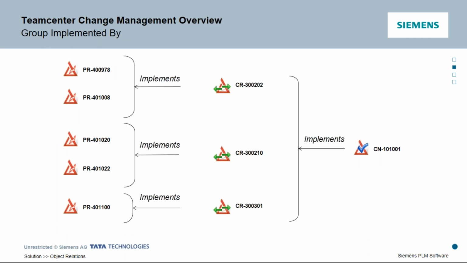Now, the relation between these objects need not be one-to-one, right? Meaning I can implement multiple CRs as part of a single ECN, or a single CR, a change request, can implement multiple PRs, okay? And if you have a valid case to split the implementation of a CR into multiple ECNs, the system supports that too, right?